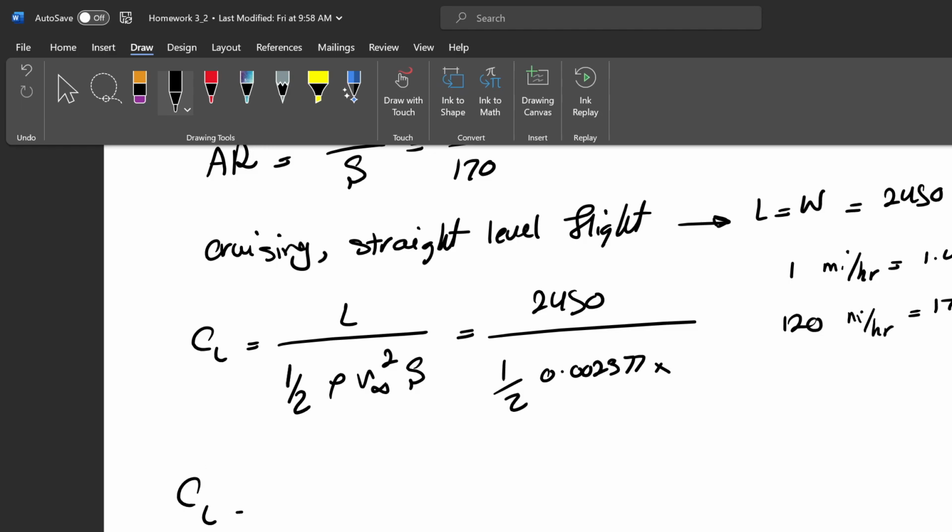So for your CL, what are we going to have? We have 176 and then 170 square feet for your area. If you do the calculations for your lift coefficient, you are going to have 0.4 roughly.